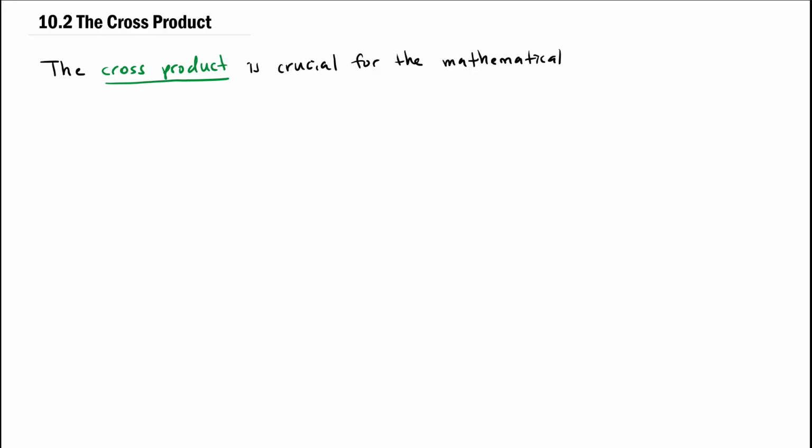So in mathematics, you've probably seen the cross product and the dot product before. We've already discussed what the dot product is, so now we want to move on to the cross product. And I want to first mention that the cross product is extremely crucial for the mathematical study of magnetic fields.